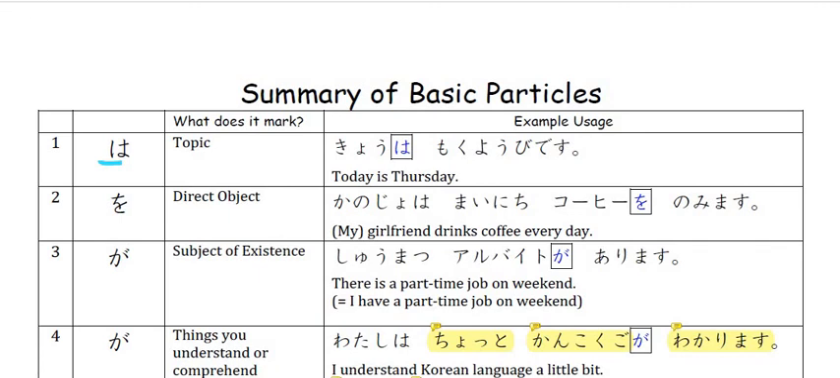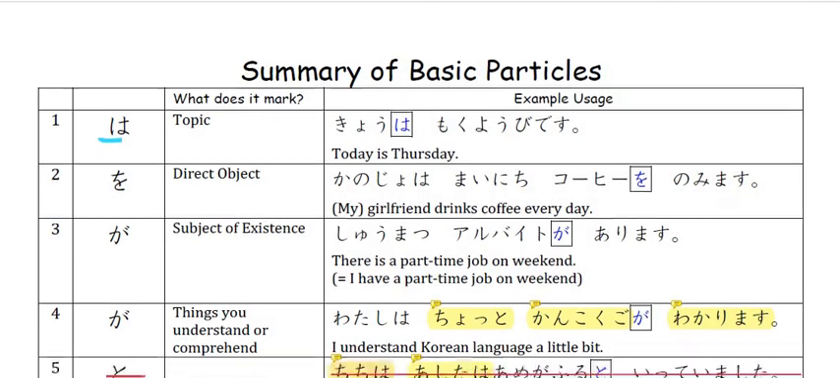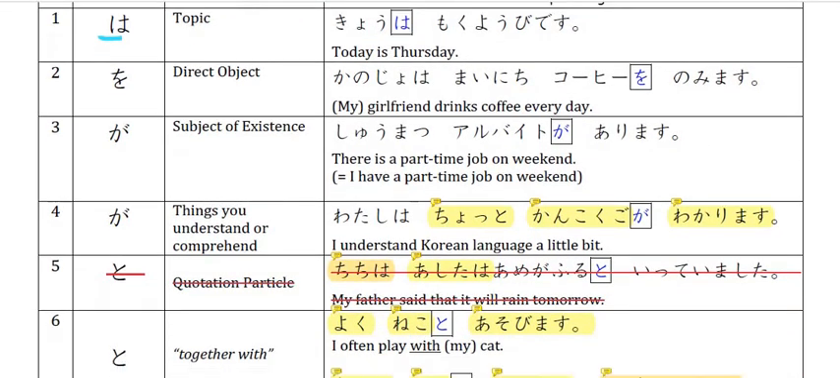I would prefer that you watch my previous video where I have covered the first 5 important particles, and now I'm just going to give you a rough summary of what we did. So the particle wa, which marks the topic, follows the word which is the topic of the sentence. Watashi wa, which means I am the topic of the sentence.